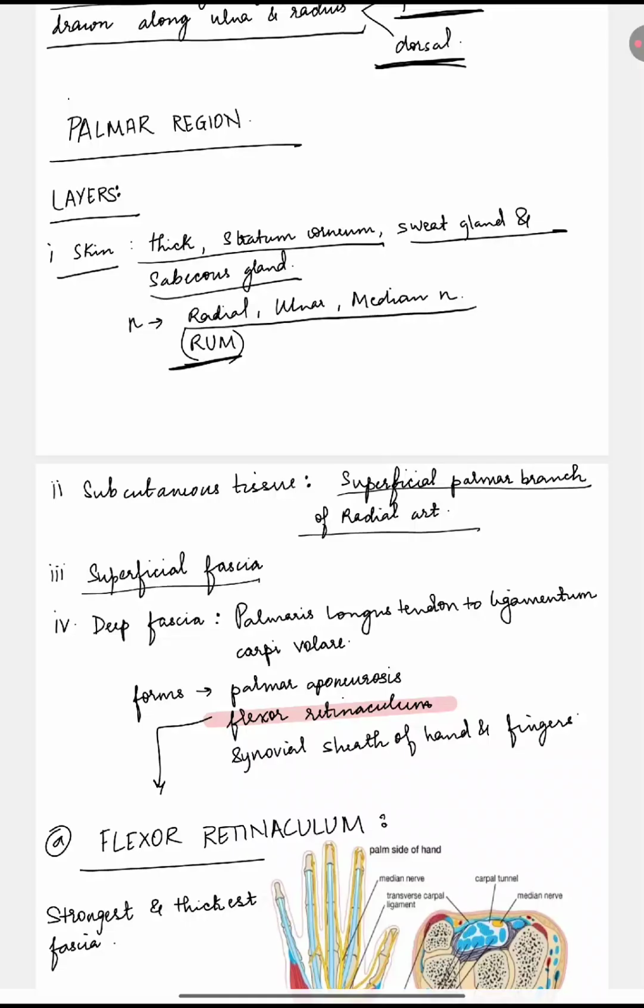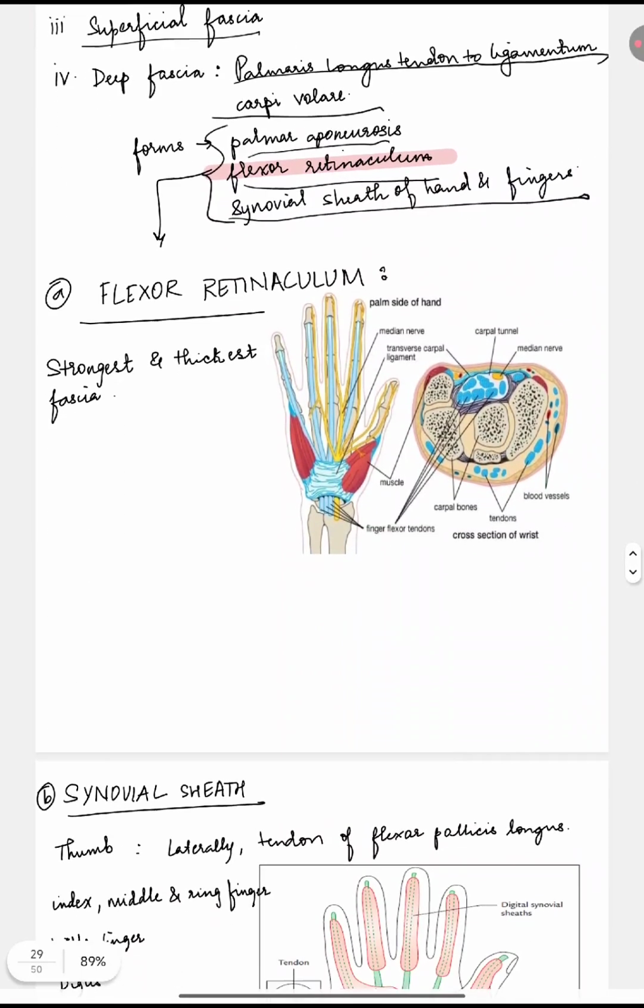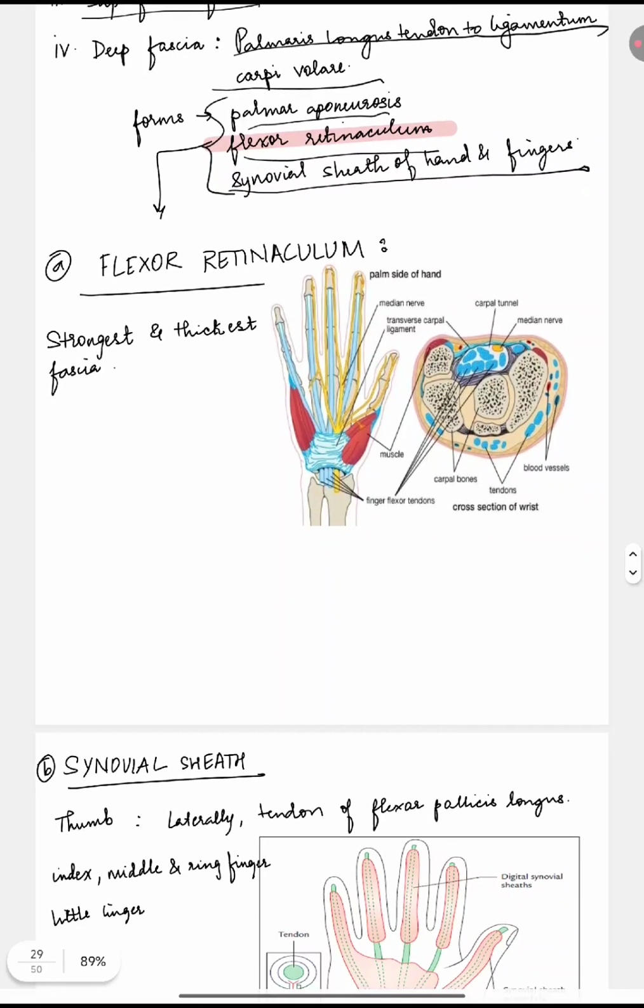Deep fascia stretches from the palmaris longus tendon to the ligamentum carpi volare, and it forms the palmar aponeurosis, flexor retinaculum, and synovial sheath of the hand and fingers. Now we will discuss all three. First is the flexor retinaculum. It is the strongest and thickest fascia.